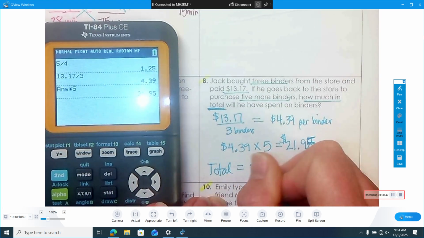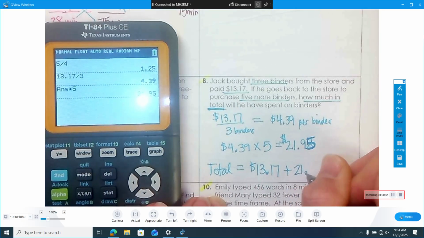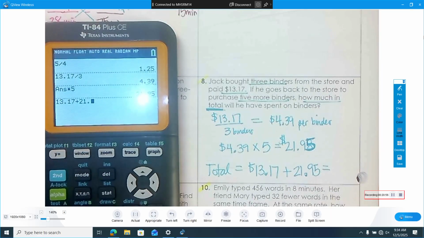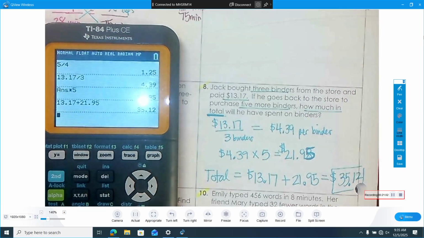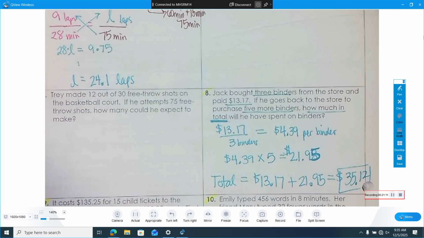Yeah, the total he spent would be $13.17 plus the $21.95 on the second trip. So $13.17 plus $21.95 for a total of $35.12. So it is kind of interesting. This one, absolutely, there's more than one way to solve them, but proportions work as well.